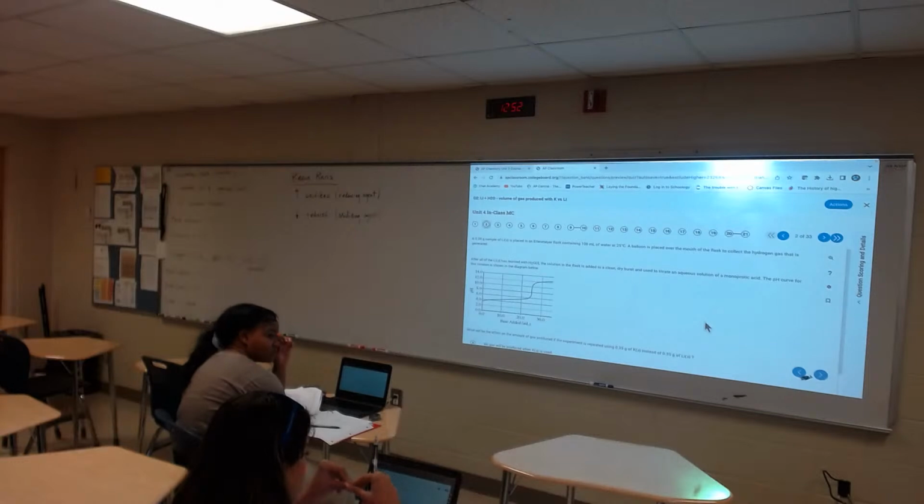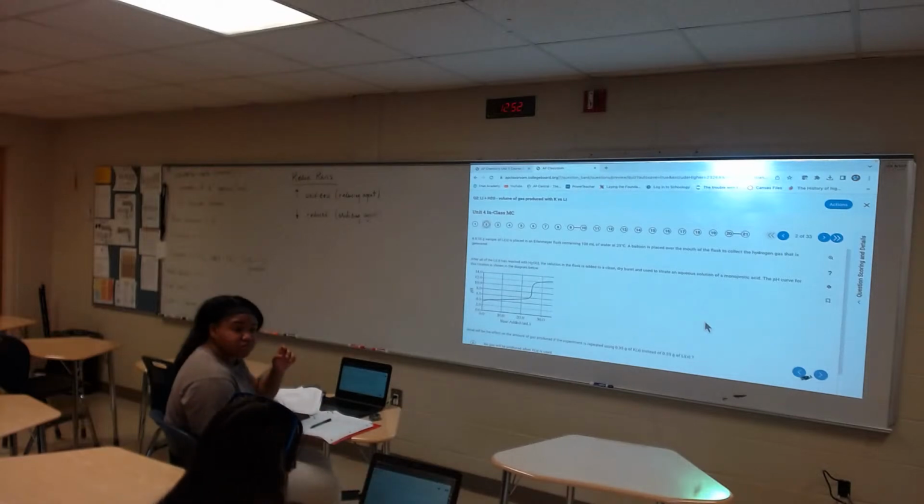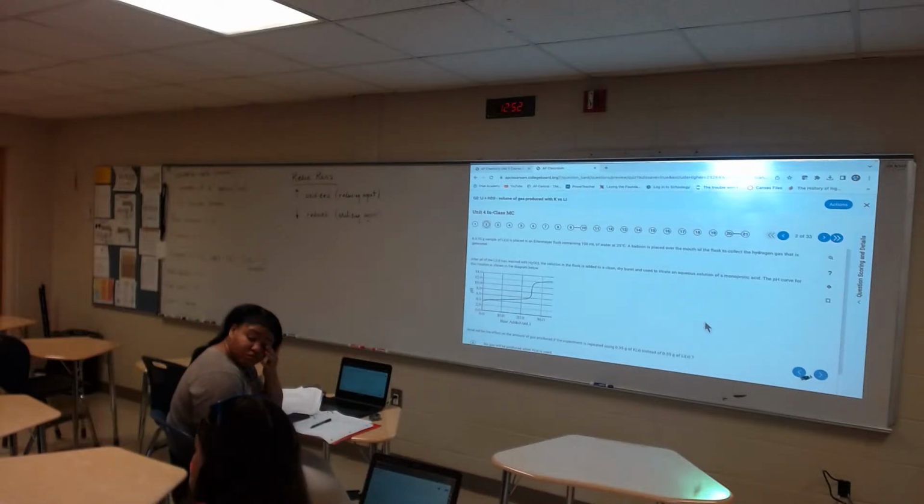A 0.35 gram sample of lithium is placed in an Erlenmeyer flask containing 100 mL of water at 25 Celsius. Let's get an Erlenmeyer flask out of the cabinet over here so you know what that looks like. You've all seen one before, you just don't know what it's called.